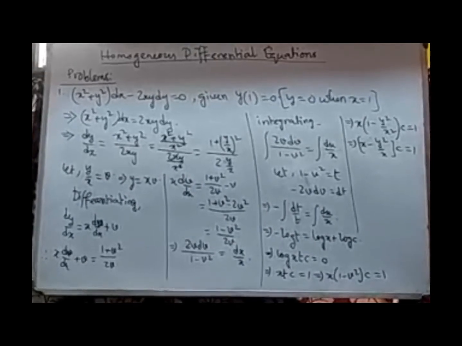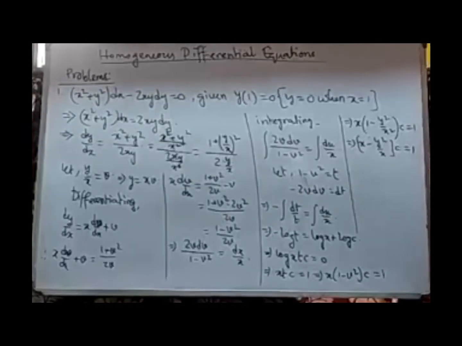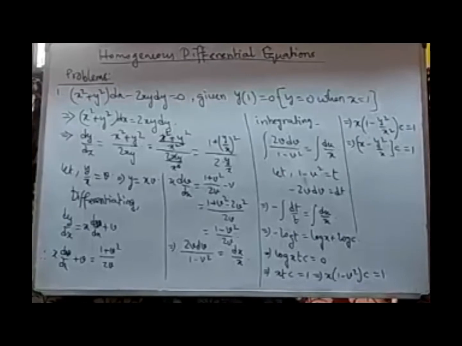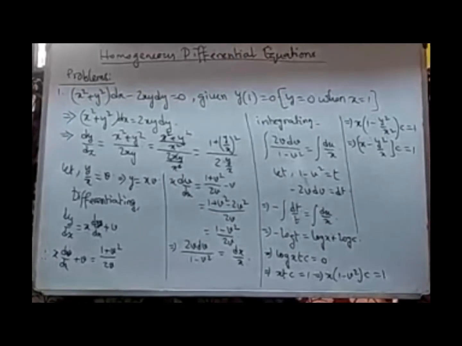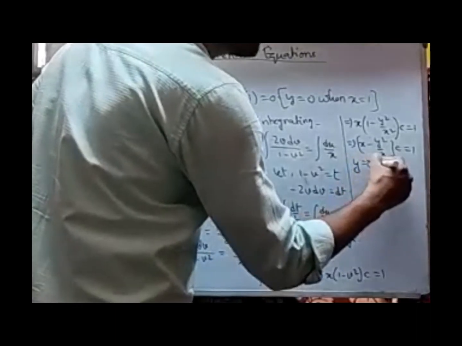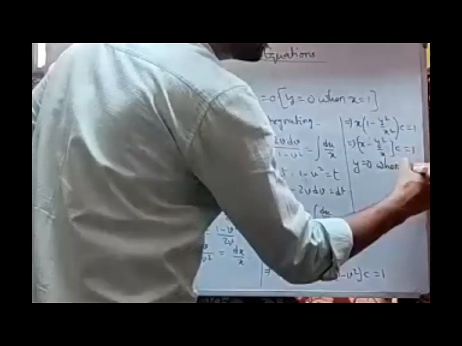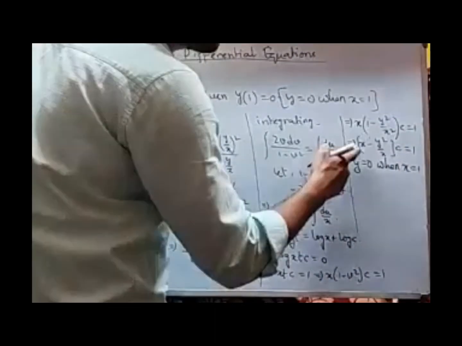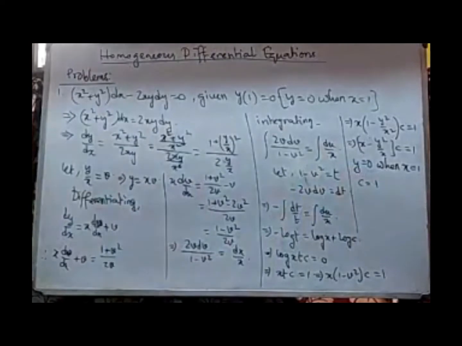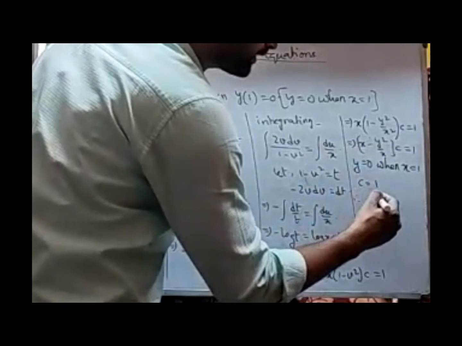So when you have this c, first you should put some condition on this, and then you can get the value of this c. You can get the value of c for some particular solution. So here we are doing that. We are putting y equals to 0 when x equals to 1. So if you put this here, it is simply c equals to 1. So you are putting back c equals to 1 in the equation, and you are getting something like this.